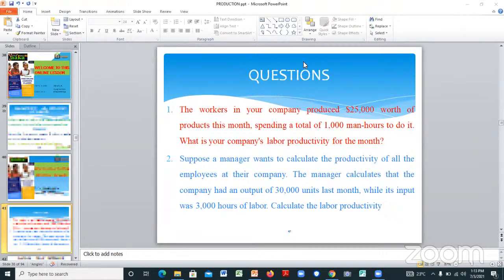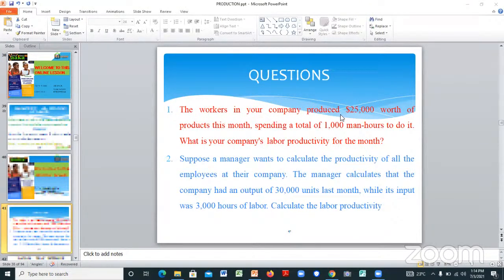The workers in your company produced $25,000 worth of products this month, spending a total of 1,000 man-hours to do it. What is your company's labor productivity for the month? Suppose a manager wants to calculate the productivity of all the employees at their company. The manager calculates that the company had an output of 30,000 units last month. Input was 3,000 hours of labor. Calculate the labor productivity.